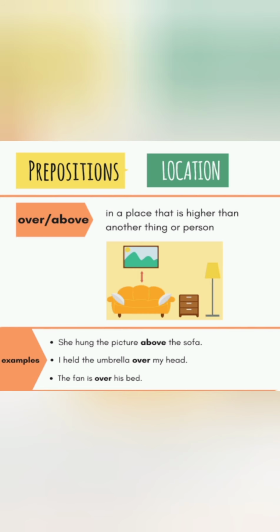Okay, over is used for movement and above is used for position. Like we say the clock was hanging above my bed, that means it is still in position. So both are used for higher, but over is used for movement and above is used for position. Let's have a look at the next one.